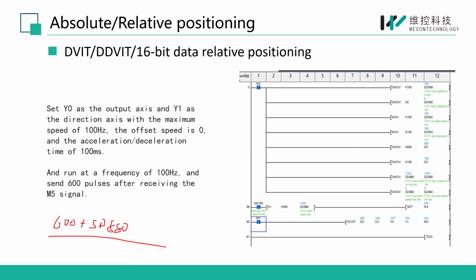Okay, you can see the first trigger and the instruction is running. When it reaches this point, FM 5 will be triggered, and it will run 600 pulses and stop. So finally the pulse total is 1100. See this?